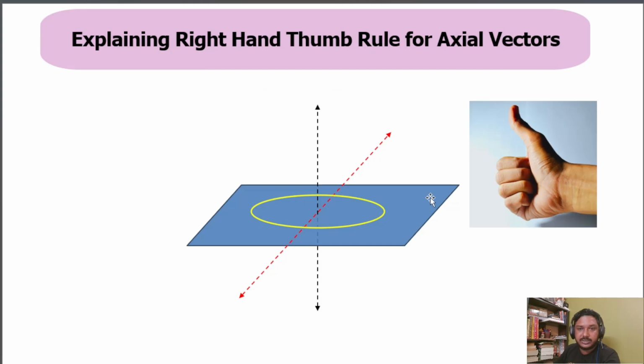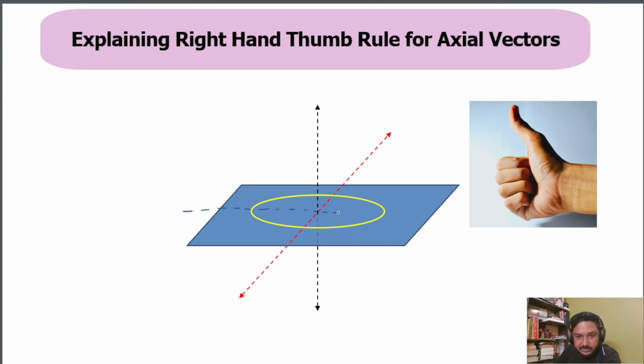As you can see on the screen, this is the right hand thumb rule. If we have an object which is rotating in this yellow colored circular path, this blue colored thing is a tabletop, you can say. This circular path is the path of rotation of a small pointed object. This red colored thing is an axis, this black colored thing is an axis. There will be another axis also. Let me draw that. Give me a second.